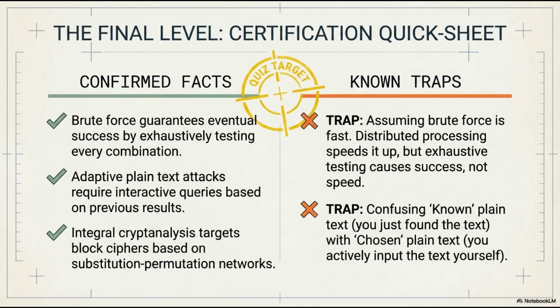Trap 1. Assuming brute force is fast. It's not. Trap 2. Confusing known plaintext with chosen plaintext. Known is just observational. Chosen is active probing.